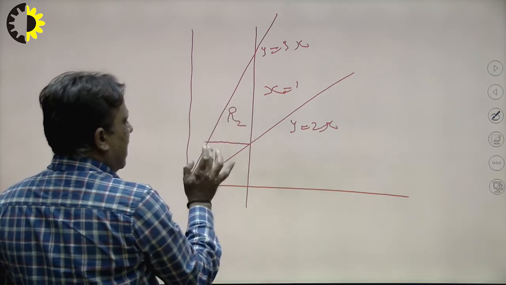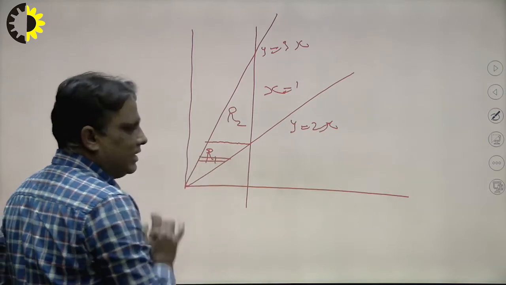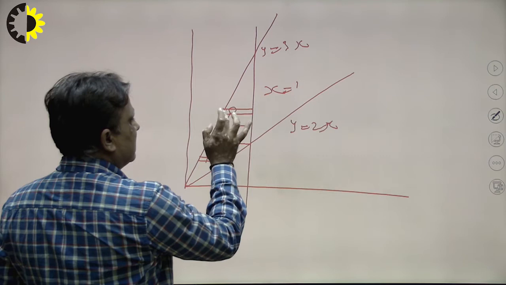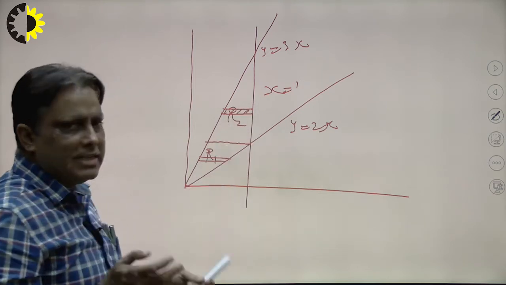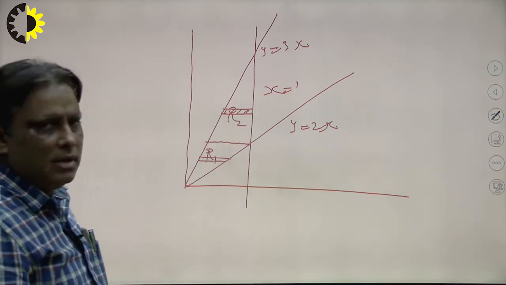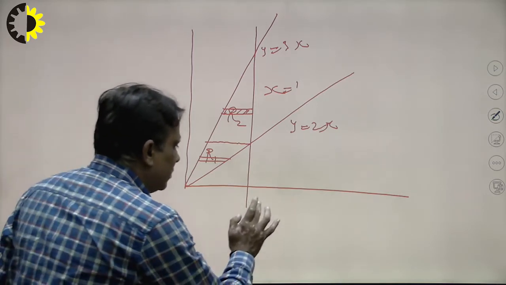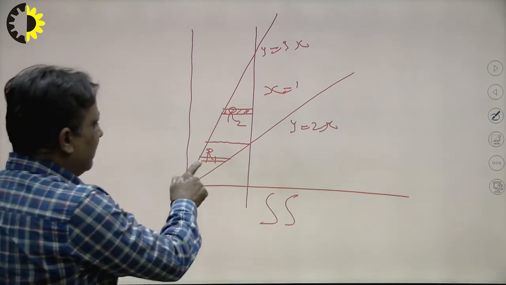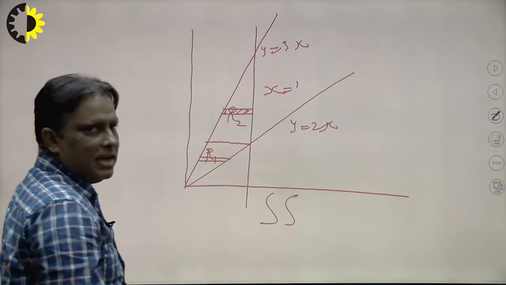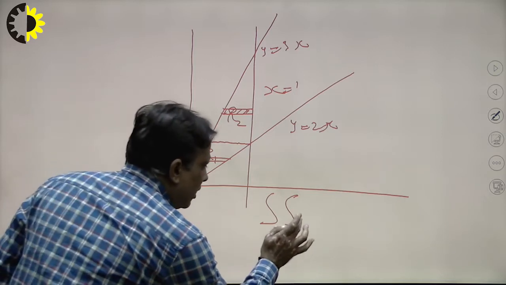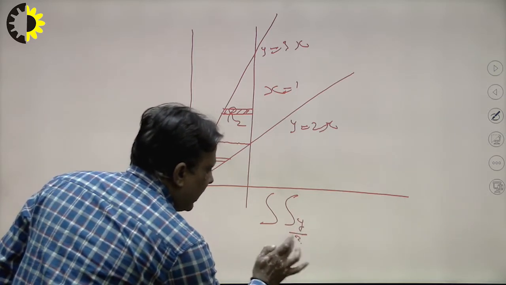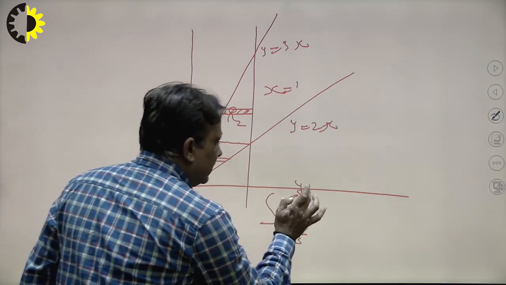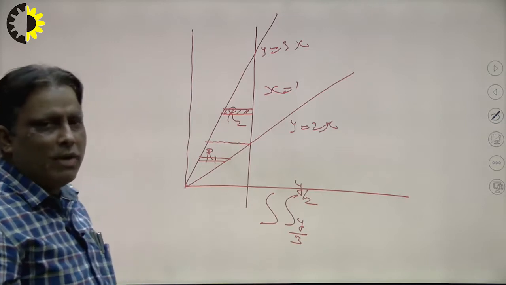Now the question is how to take the strip parallel to the x-axis in the region R1 and how to take the limit in the region R2 parallel to the x-axis. So first of all, in the region R1 we consider the limit of x here. So how to take the limit? I write here the limit of R1 region. The lower part touches the line y is equal to 3x, and the value of x will be y by 3, and the upper limit will be y by 2 here.